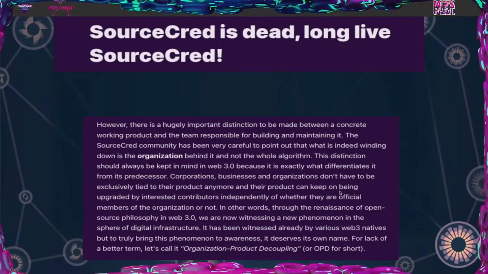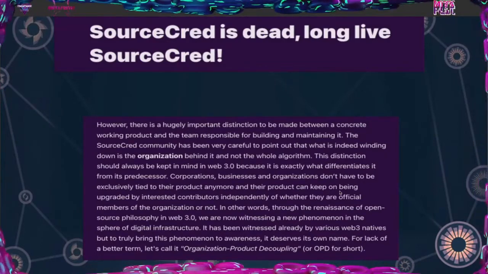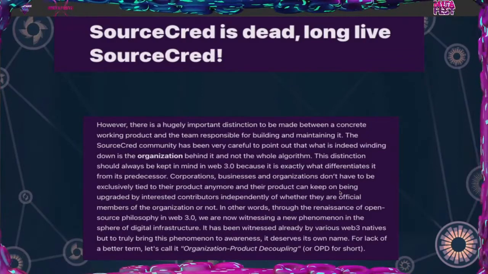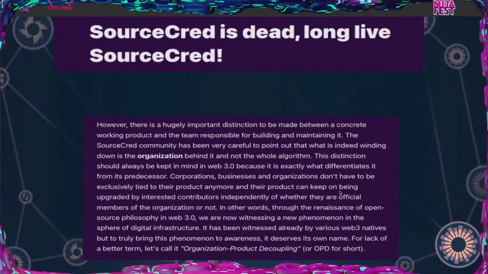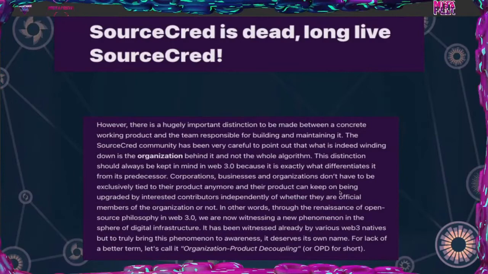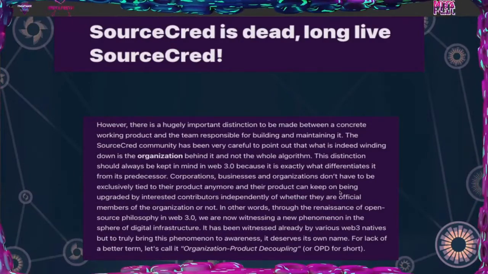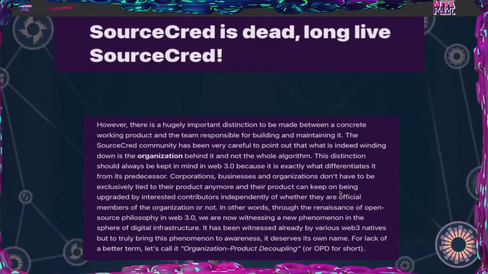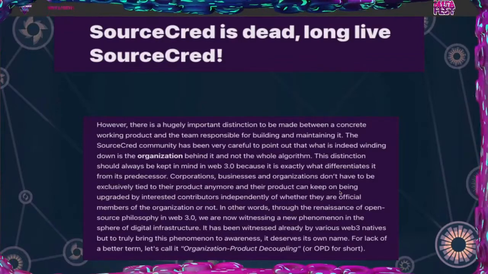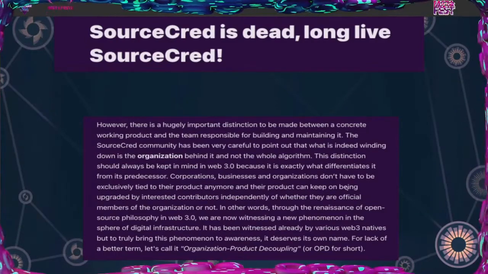However, there's a hugely important distinction to be made between a concrete working product and the team responsible for building and maintaining it. The SourceCred community has been very careful to point out that what is indeed winding down is the organization behind it and not the whole algorithm. This distinction should always be kept in mind in Web3 because it is exactly what differentiates it from its predecessor. Corporations, businesses, and organizations don't have to be exclusively tied to their product anymore, and their product can keep going on being upgraded by interested contributors independently of whether they are official members of the organization or not.